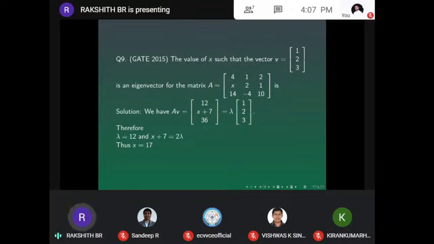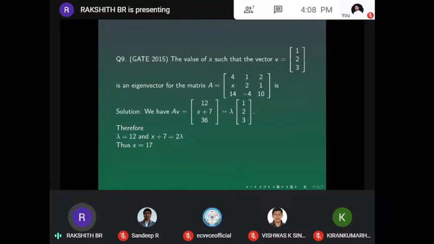This is the definition of an eigenvector. You need to remember that a non-zero column vector V is said to be an eigenvector if AV, that is A times V, is equal to lambda times V for some scalar lambda.